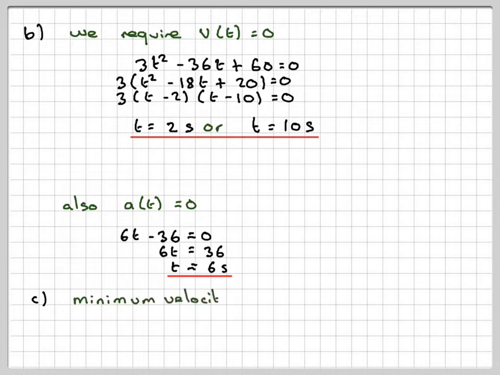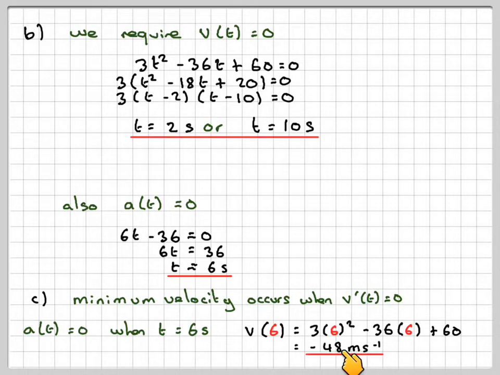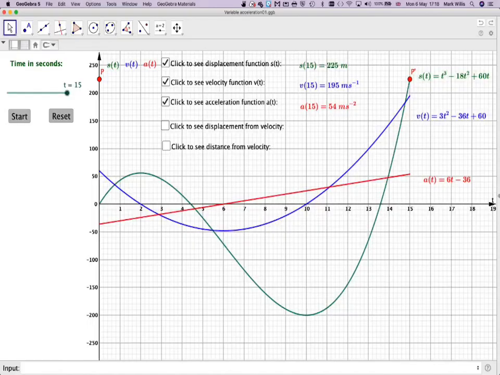Okay, the minimum velocity will occur when the derivative of the velocity is equal to 0. Well, that happens at t equal to 6 seconds. So if we put t equals 6 into here, we're going to get v of 6, which is 3 times 6 squared, minus 36 times 6, plus 60, which gives me minus 48 meters per second. Again, that happens at this particular point here. We can just see it is about minus 48, as we just found.